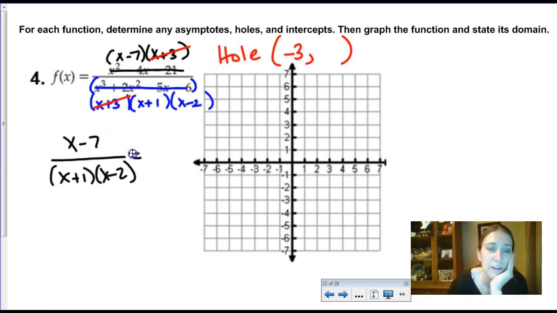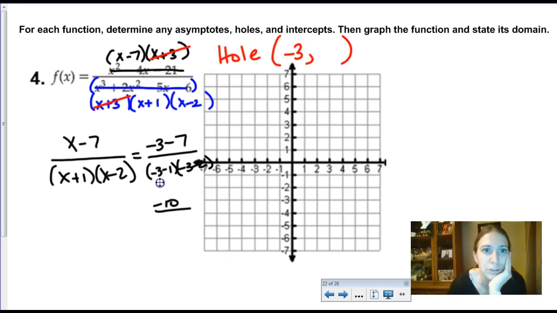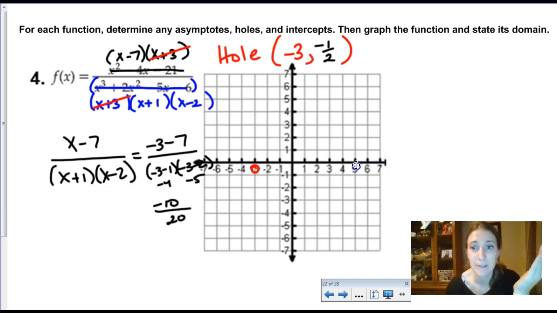So plugging in a -3 everywhere, you get -3 minus 7 over -3 plus 1 times -3 minus 2. That's -10 over -4 times -5, which is 20. Well, that's not too bad. That's -1/2. So, watch how fun this is. At -3, -1/2, you're going to draw a very exaggerated open circle. The holes are not that big. You wouldn't be able to see them. It's just because I'm old and I'm grading your paper, you're going to make a really big one.